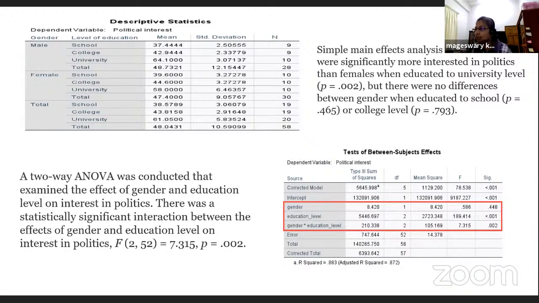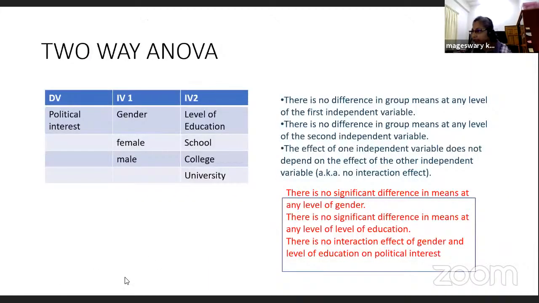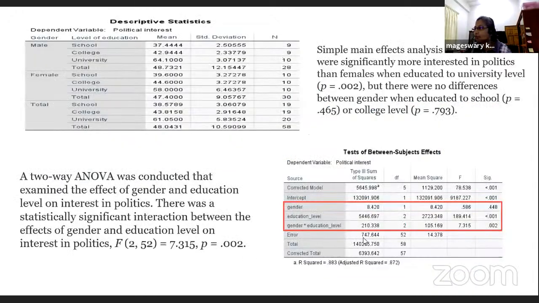Okay, now you go to the education level. The education level is less than 0.001. So there is significant difference. So you go back to the second hypothesis, there is no significant difference in the means at any level of education. You can reject the hypothesis there is no significant difference.